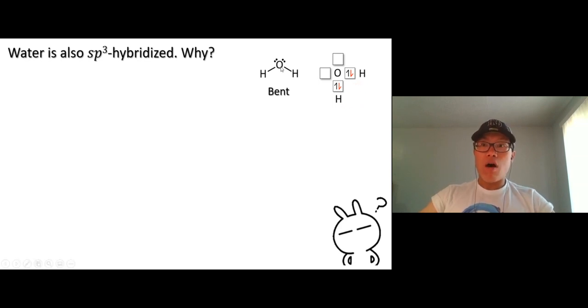And oxygen also needs 2 empty orbitals for these 2 lone pairs. Lone pairs are electrons, right? So they need somewhere to go. They need orbitals for the lone pairs. So oxygen will need 2 more empty orbitals for the lone pairs. So we have to count lone pairs too. How many orbitals does oxygen need in total? 1, 2, 3, and 4. So this oxygen will need 4 new orbitals.